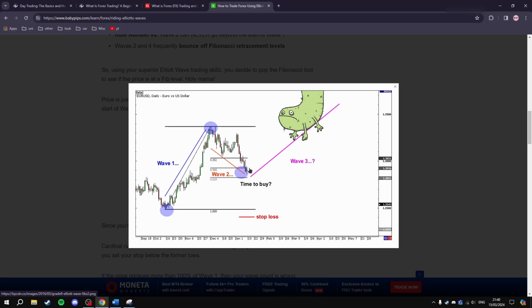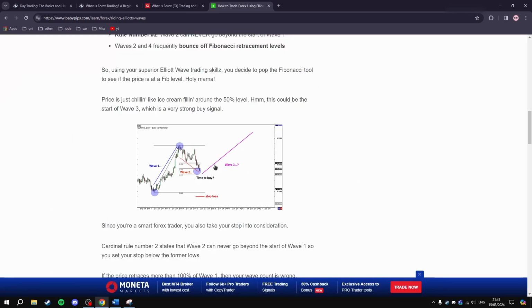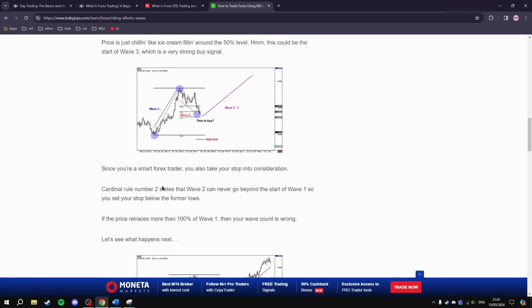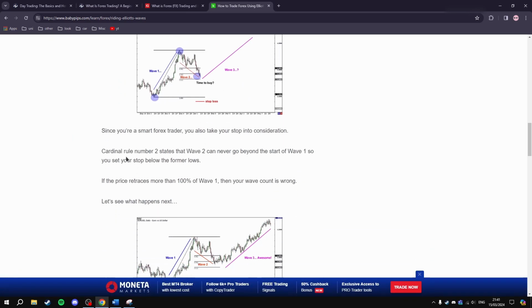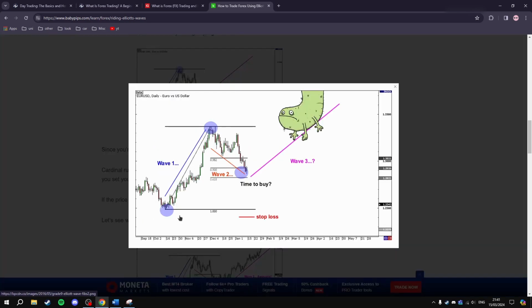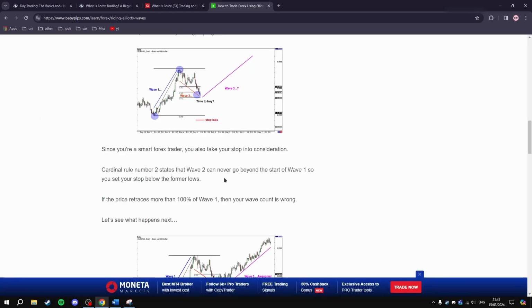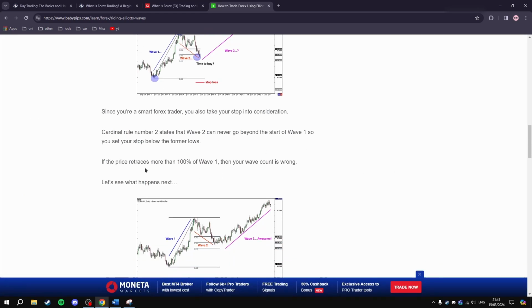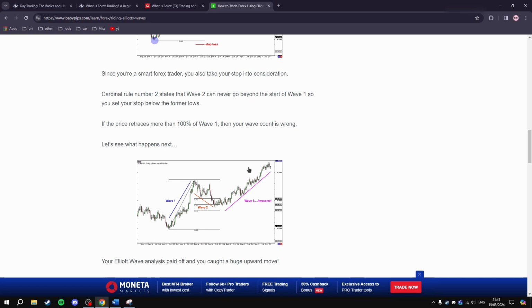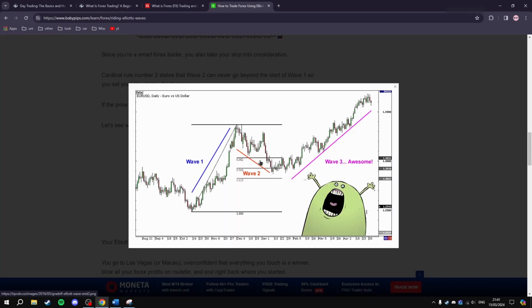So around here, stop loss. Oh, stop loss is put here. Since you're a smart Forex trader, you also take your stop into consideration. Cardinal number rule states that wave 2 can never go beyond the start of wave 1, so you set your stop below the former lows. So below here. If the price retraces more than 100% of wave 1, then your wave count is wrong. Let's see what happens next.